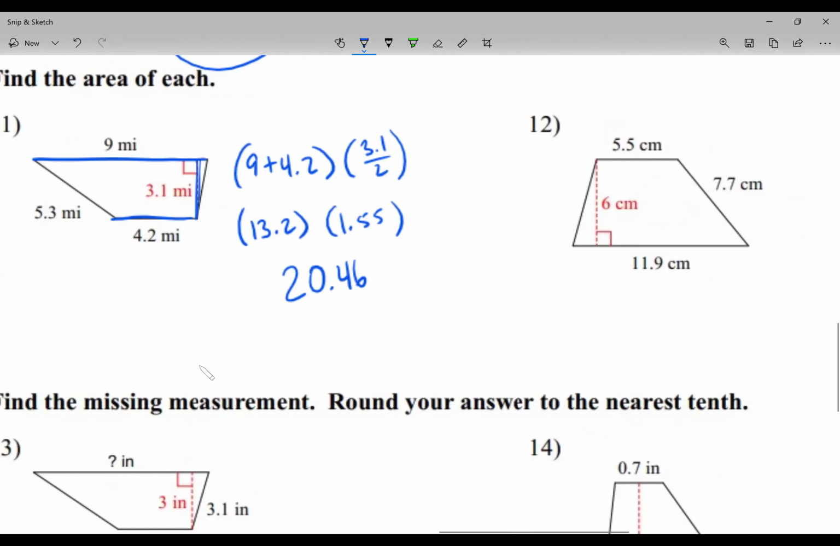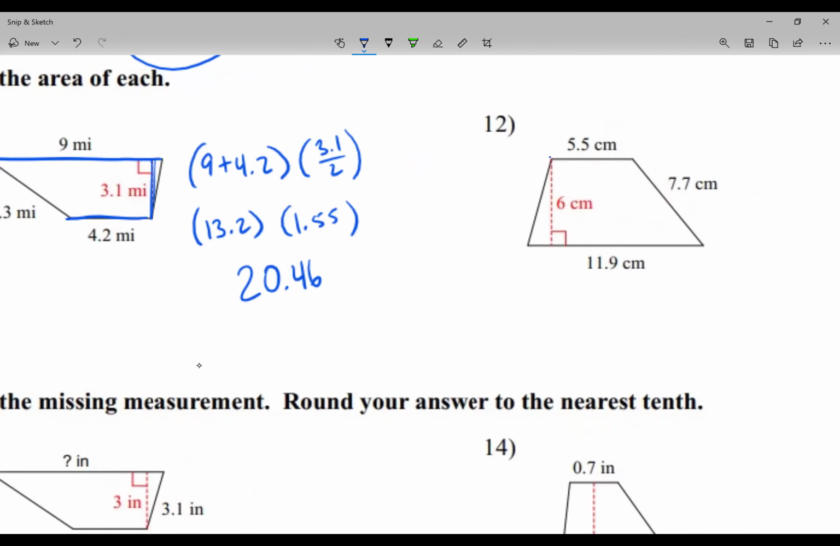Okay, now let's take a look at number 12. The bases, 5.5 and 11.9. So I'm going to go 5.5 plus 11.9. That's one of my parentheses. For the other parentheses, I'm going to go 6 divided by 2, right? The height divided by 2. And I can see the height right here is 6.